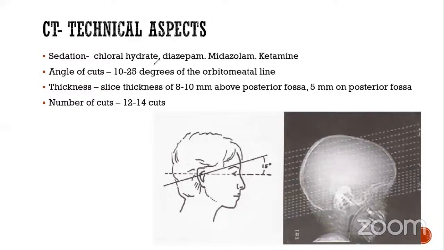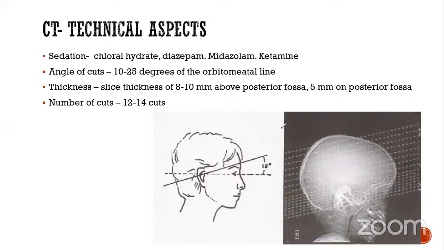Next one is the thickness. In children, a slice thickness of 8 to 10 millimeters is used for sections above the posterior fossa, and 5 millimeter slice thickness is used for the posterior fossa. And the last one is the number of cuts. 12 to 14 cuts are usually taken serially from below upwards, starting from the base and rising to the brainstem, thalamus, and cerebral cortex.